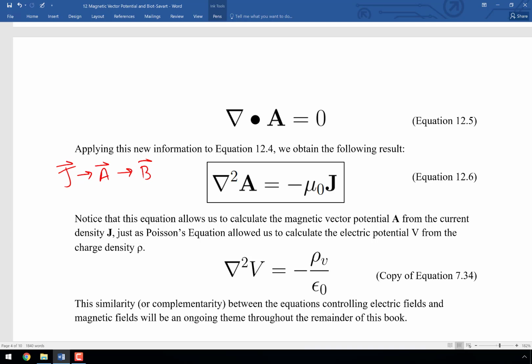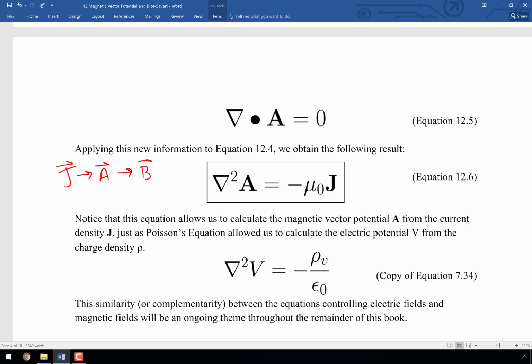Now, this equation right here is very, very similar to Poisson's equation. And I've just referenced back to Poisson's equation from chapter 7 so that you can see that we had the Laplacian of V is equal to negative rho sub V over epsilon 0. So if you replace charge density with current density, if you replace the magnetic vector potential in for regular potential, and typically we're going to find that mu sub 0 and epsilon 0 have an inverse relationship. So if you replace 1 over epsilon 0 with mu sub 0, you end up with equation 12.6.